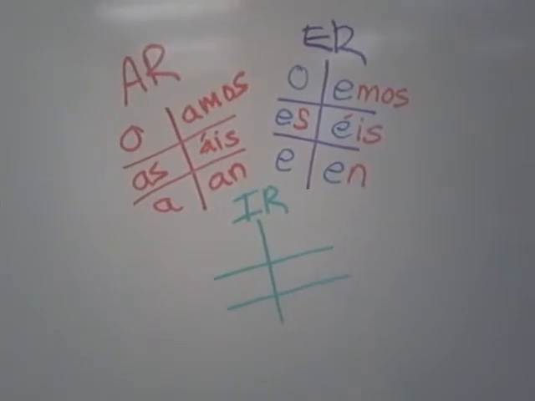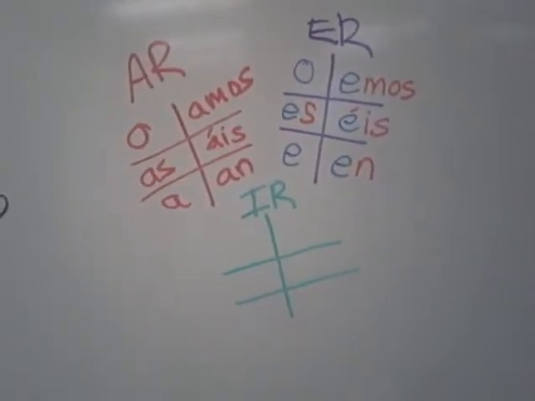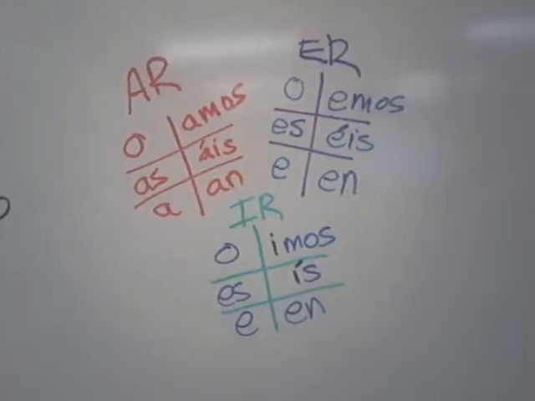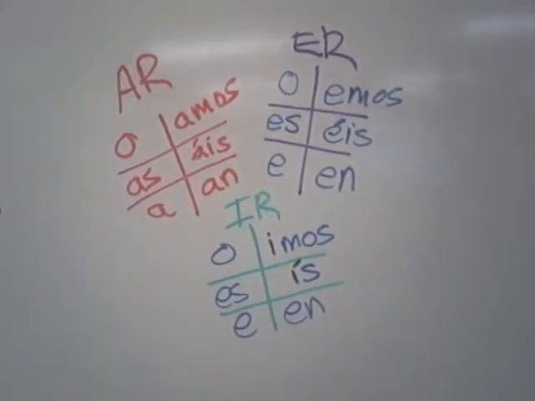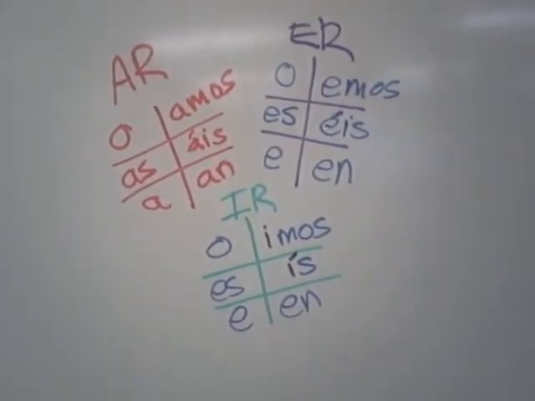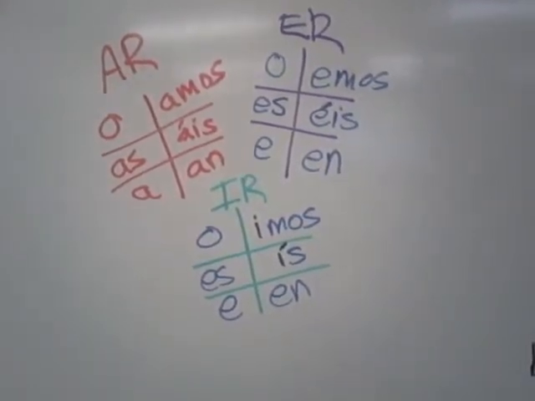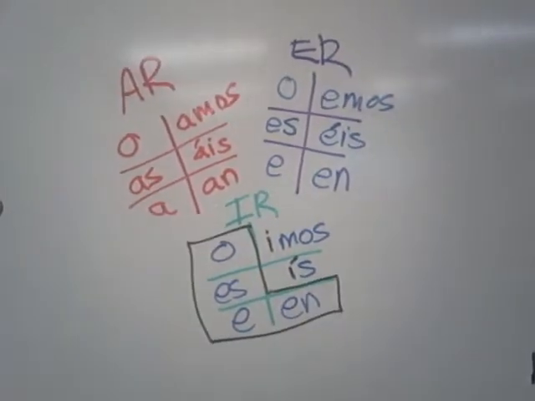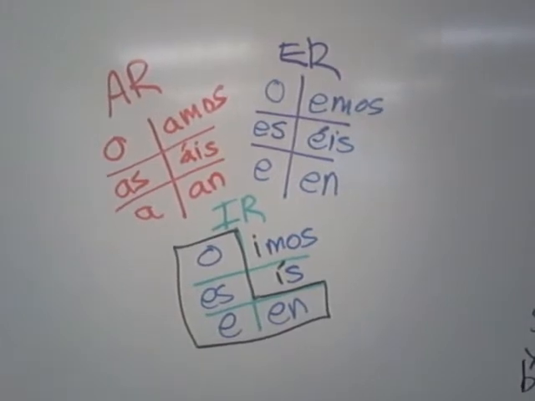The ER verbs are just like the AR verbs. Notice the endings are the same except all of the A's change to E. And the IR verbs are identical to the ER verbs. O, ES, E, but up in the upper right, you will notice that the I's show up by themselves. The I's show up outside of the boot.